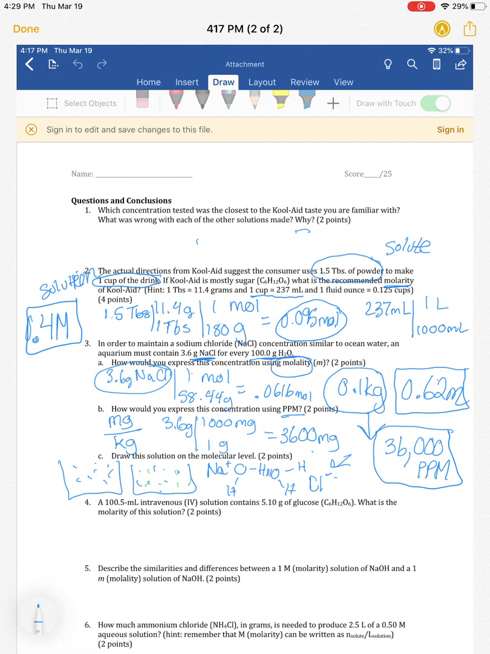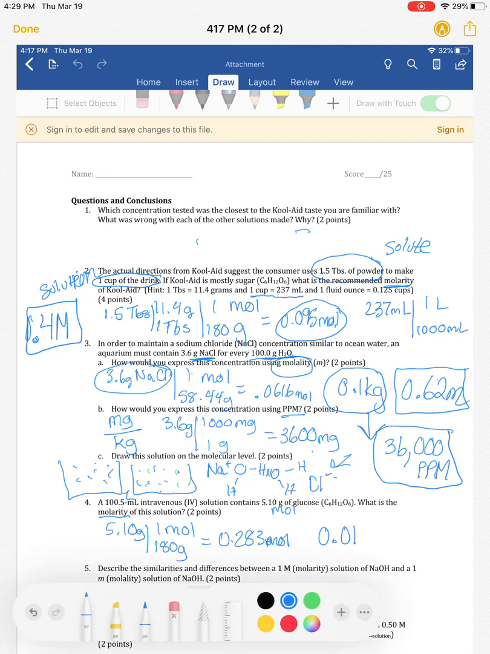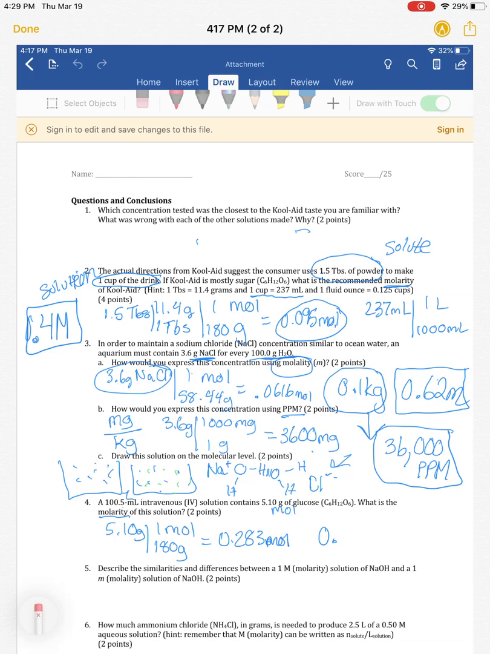Intravenous solution. So we want to find molarity. So again, I would need my moles of solute and I need liters of solution. So I'm going to take 5.10 grams. Again, I use the periodic table, the molar mass, to get the number of moles, which is 0.283 moles. And then for this guy, I get 0.01, excuse me. It's not a zero. There we go. All right.